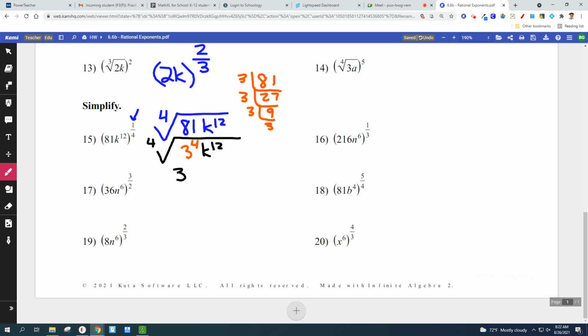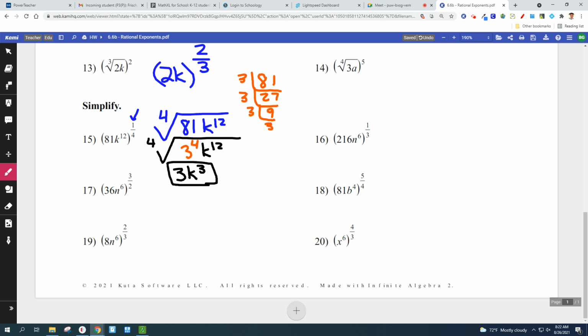But we also have the 4th root of k to the 12th. 4 goes into 12 3 times. So we get 3k to the 3rd. 3k to the 3rd. Right there.